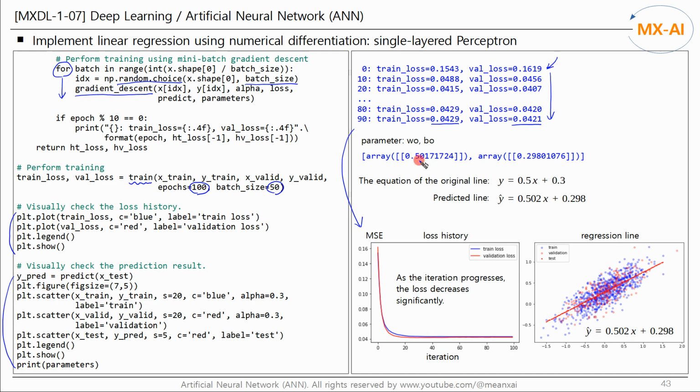The estimated slope and intercept are as follows. The equation of the original straight line is like this, and the estimated regression line is like this. These two are quite similar, and the estimated regression line looks like this. A single-layer neural network allows you to implement a linear regression model in this way.